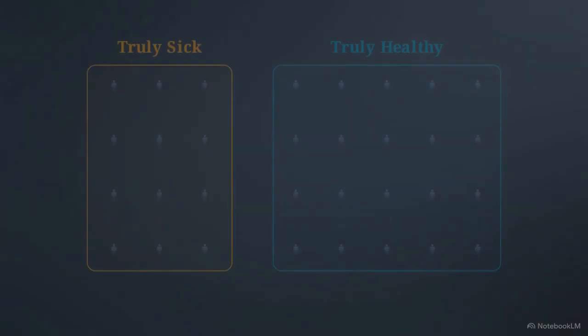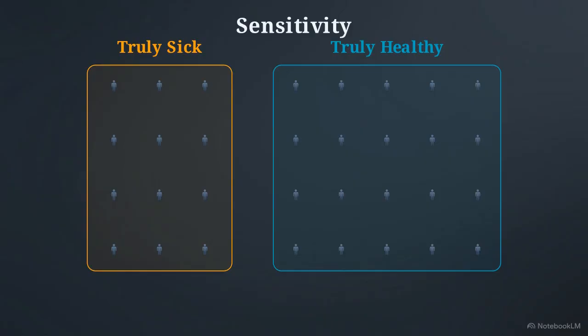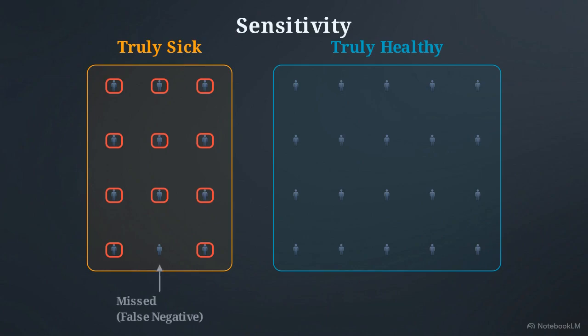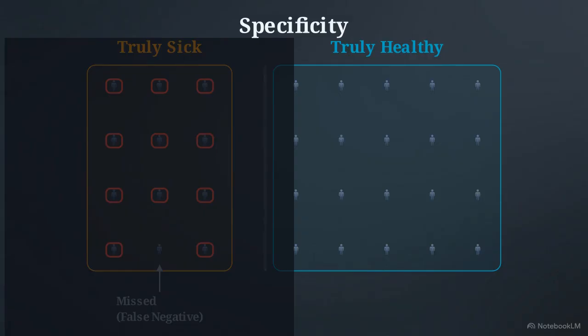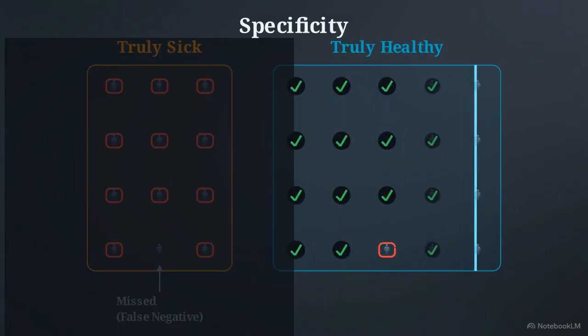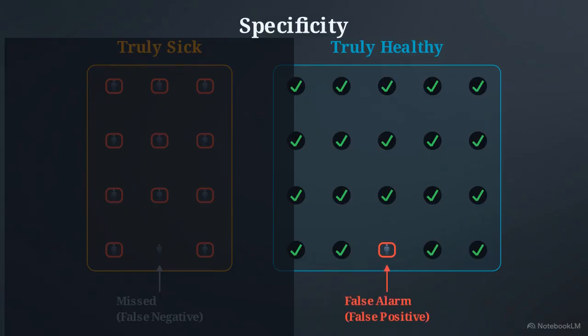The first is sensitivity. This measures the fraction of people who truly have the disease that the test correctly caught. A highly sensitive test ensures fewer sick patients are missed. The second is specificity. This measures the fraction of truly healthy people the test correctly cleared. High specificity ensures fewer healthy people receive false alarms and unnecessary follow-up care.